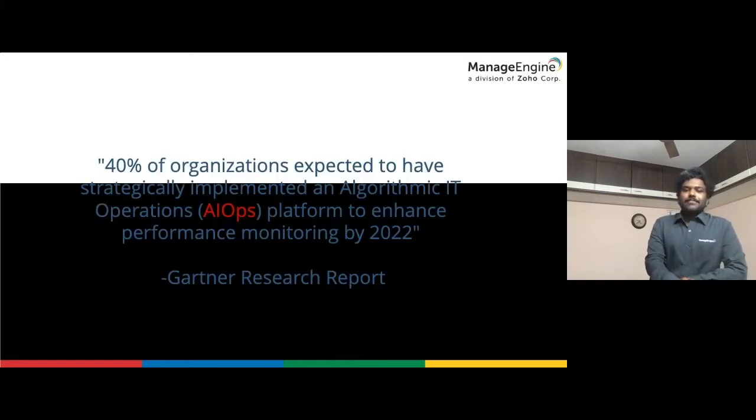So here is a stat: 40% of organizations were expected to have strategically implemented an algorithmic AIOps IT operations platform to enhance performance monitoring by 2022. Now, this is a 2019 stat. Now that digitization has accelerated because of the pandemic, we see a lot of positive change. A lot of organizations are going to use AIOps for their operations, and AIOps is going to become mainstream. We will see how to go about it.